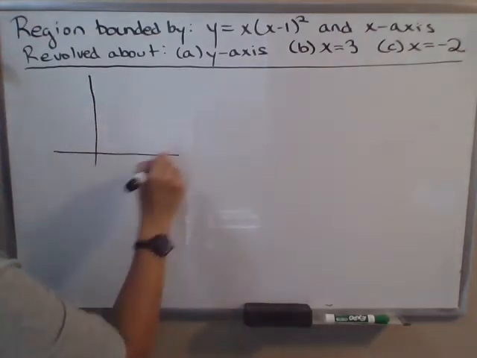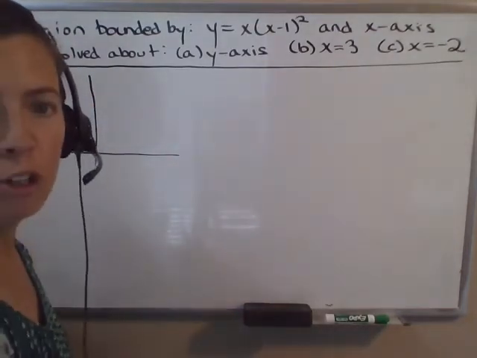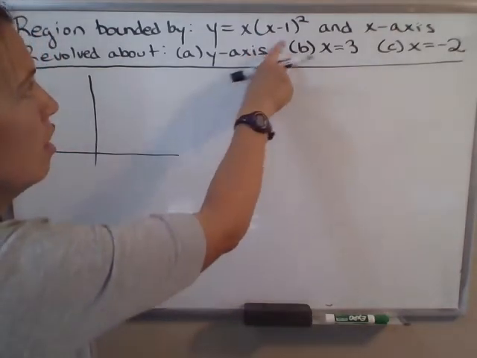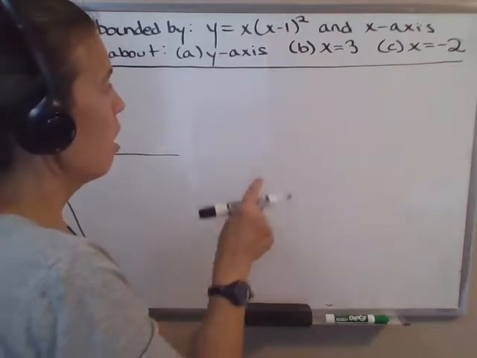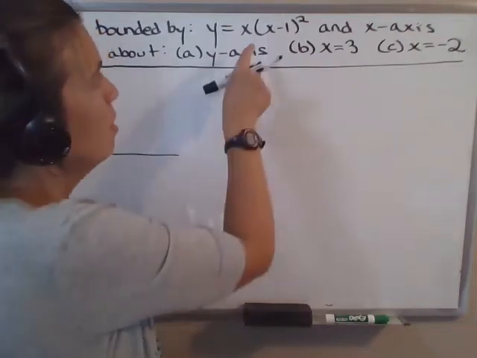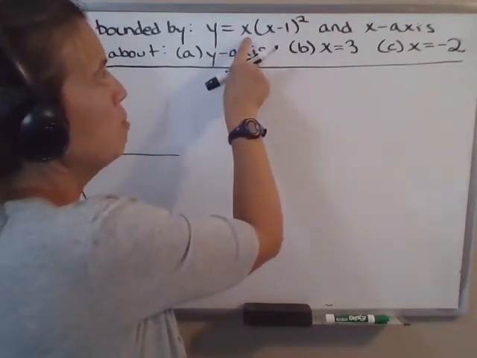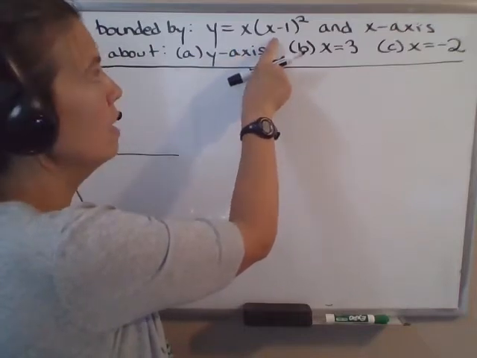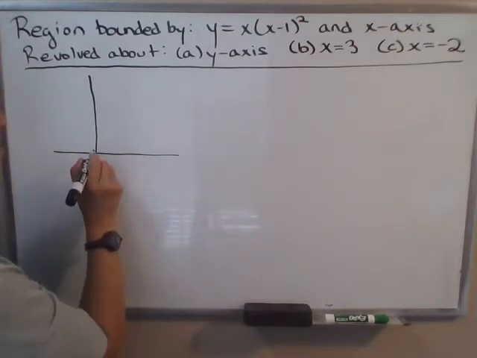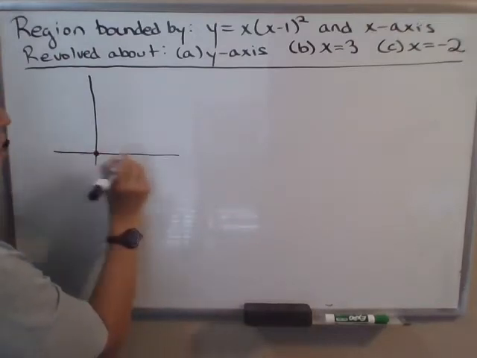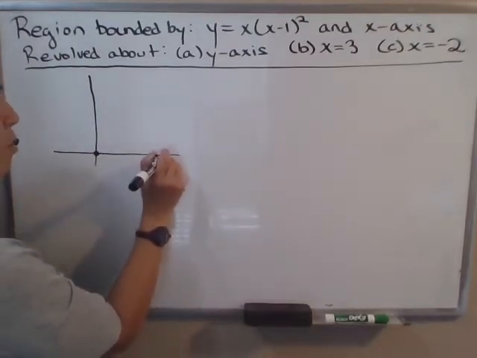If you remember some information about graphing polynomials from pre-calculus, you might remember that the zeros of this polynomial are the x-intercepts of the graph. So the zeros of this polynomial would be x equals 0 and x equals 1 from the two factors here. So that graph will have x-intercepts at 0 and at 1, which I'm going to put way over here.